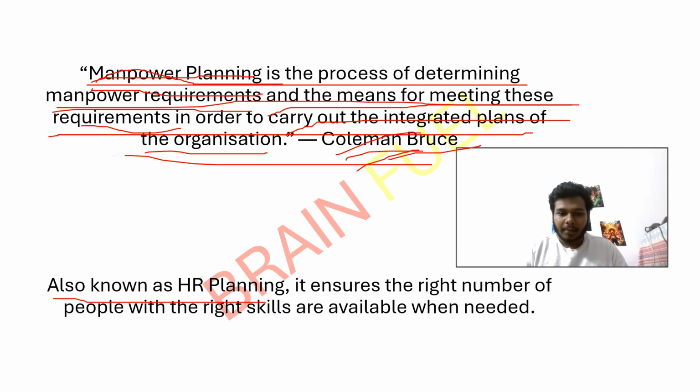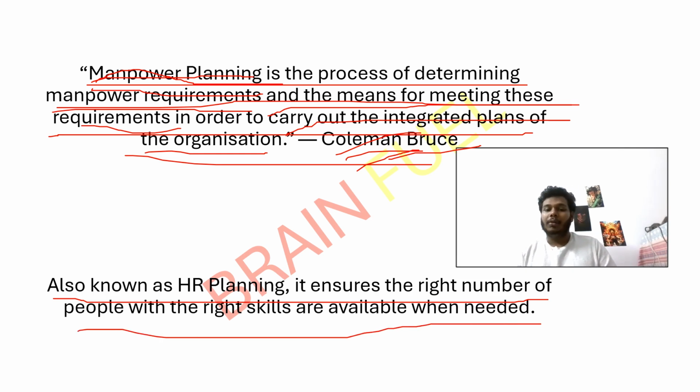Also known as HR planning, it ensures the right number of people with the right skills are available when needed. So what HR planning is, to ensure the right number of people. See, we require 80 people with building skills and available when needed. We need them for straight 2 months.